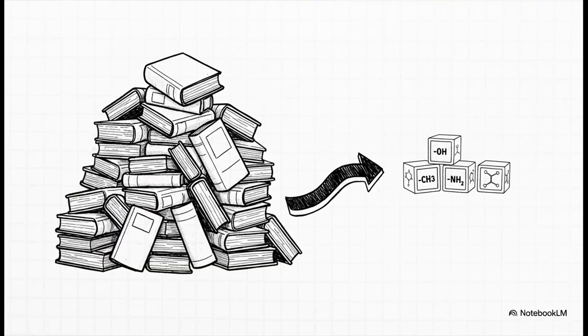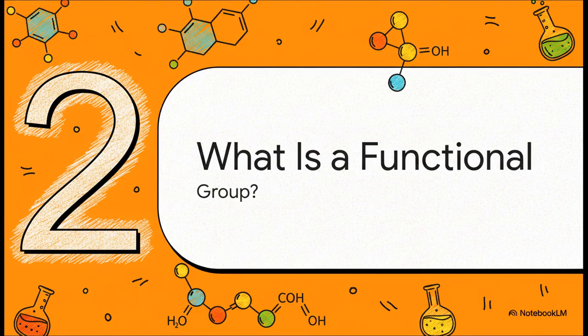Think about it this way. Instead of trying to memorize an entire encyclopedia, you just learn the alphabet. Well, these small, recurring parts of molecules, they're basically the letters of chemistry. Once you understand them, you can start to read the language of pretty much any molecule you come across. And that brings us right to the star of the show today. These molecular personality traits have a formal name. We call them functional groups.